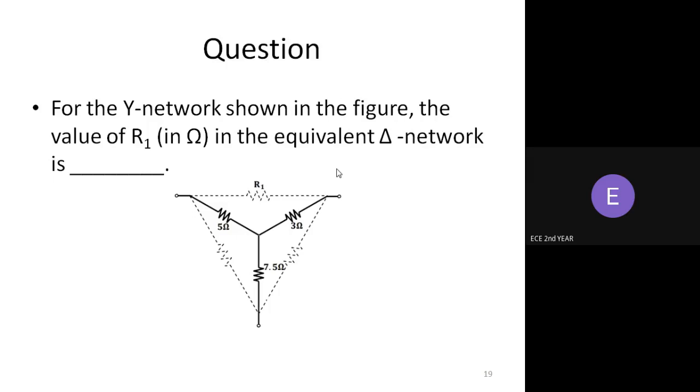On the star network, we have 5 ohms, 3 ohms, and 7.5 ohms. So we have to convert this into a delta network. On the delta network, they are asking only for the resistance value of R1, which is indicated here. So we need to calculate only one value of the equivalent delta network.